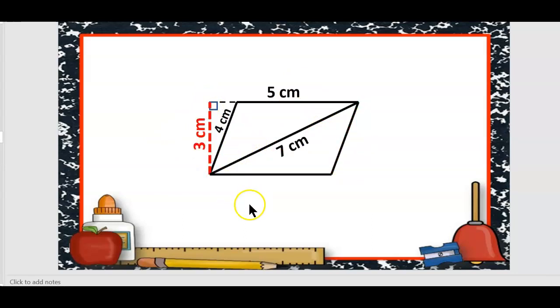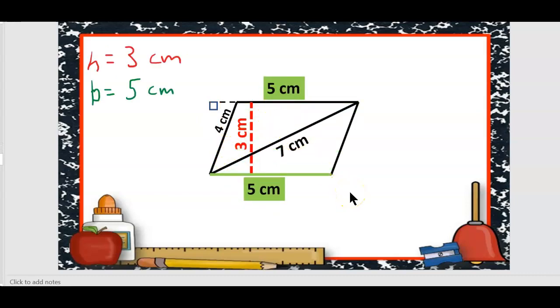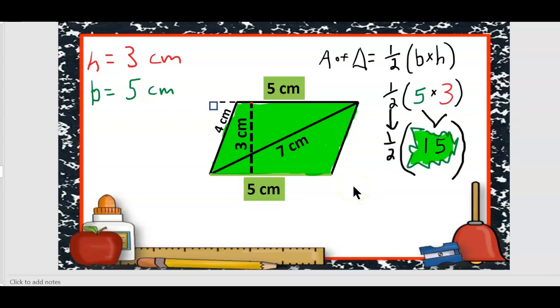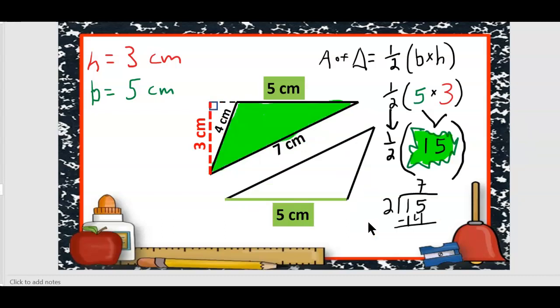So watch what happens here. Take the 3. That's the height. There's the base. So the base is the same as the top parallelogram, right? So we take 3 times 5, but 3 times 5 is all of this. But we're not trying to find all of this. We're trying to find half of it. So break it in half. What's half of 15? The whole thing is 15. Half of it's 7.5, 7.5 here, 7.5 here.